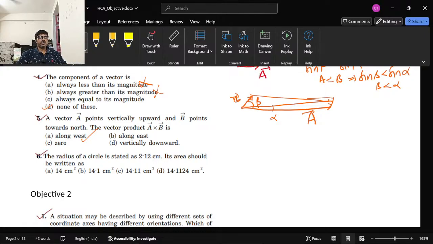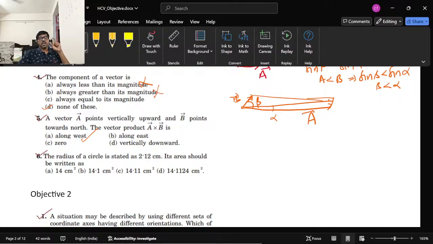Okay. Now next, radius of a circle is stated as 2.12 centimeters. I think somebody is there that distracted me. Anyway, radius of the circle is stated as 2.12 centimeter. Its area should be written as. So, what do you think? This is not related to vectors. It is basically significant figures.